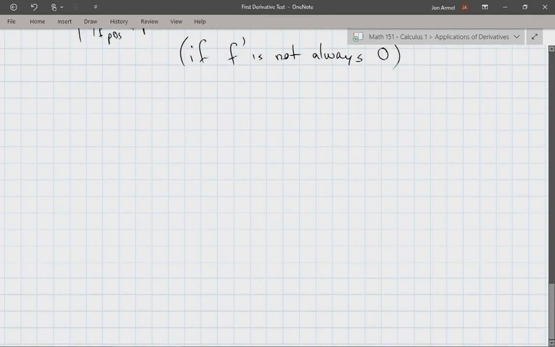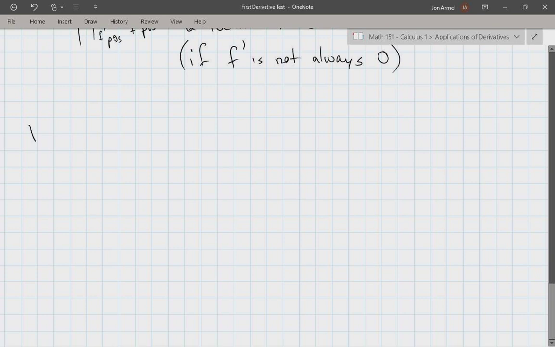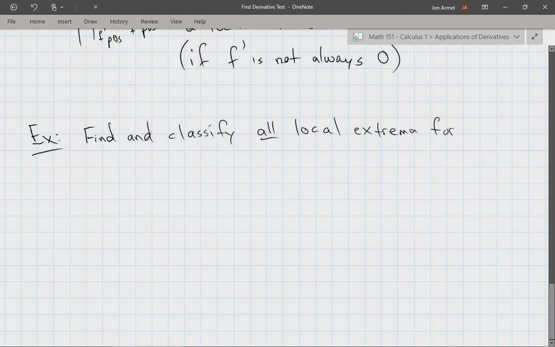Okay, so let's try an example. Here's the sort of phrasing you might see on your exam or maybe on your homework: let's find and classify all the local extrema for this function. So let's just start out with a not too difficult one. So we'll say 2x cubed plus 3x squared minus 36x.